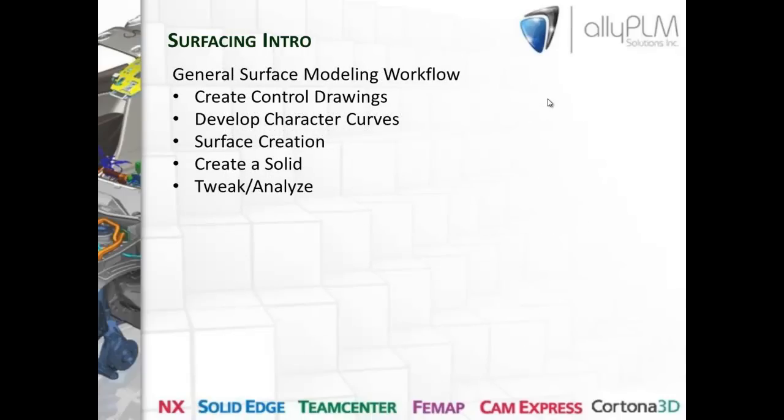So the surface modeling workflow is, we're going to create control drawings. These could be sketches. We're going to develop character curves, or cross curves, depending on the terminology, in between those sections and through those control drawings. Once we have the wireframe representation, we're going to build surfaces in between those curves or edges. Once we have all the faces, so to speak, filled with surfaces, or in NX we call them sheet bodies, we can sew them together and create a solid, basically a watertight, airtight boundary to be able to be a solid model. We can also then tweak and analyze and edit curves and edit the surfaces to get the desired shape.